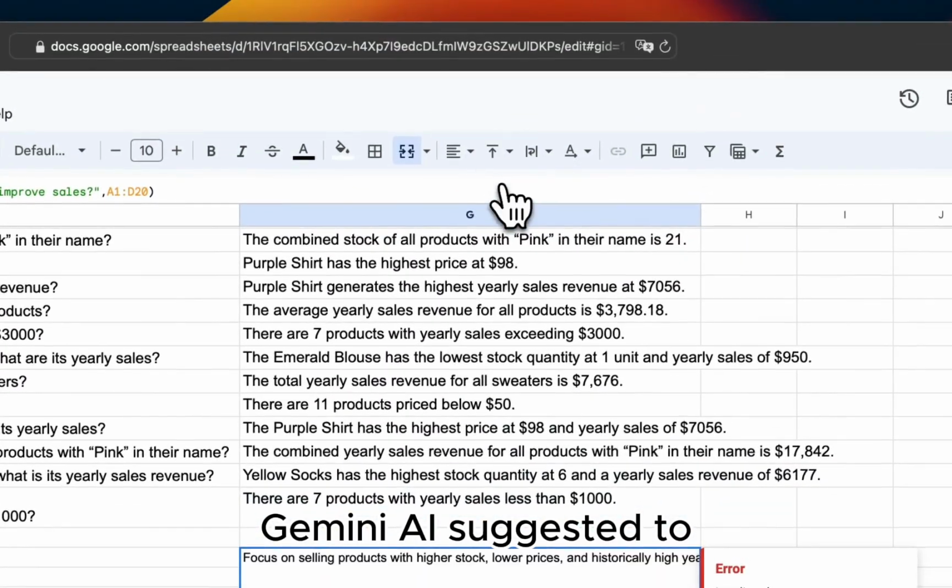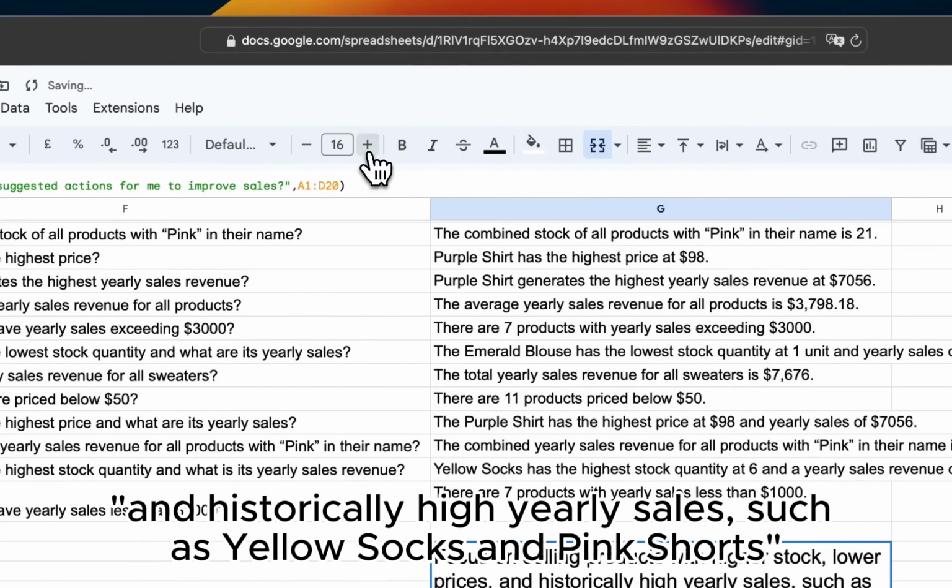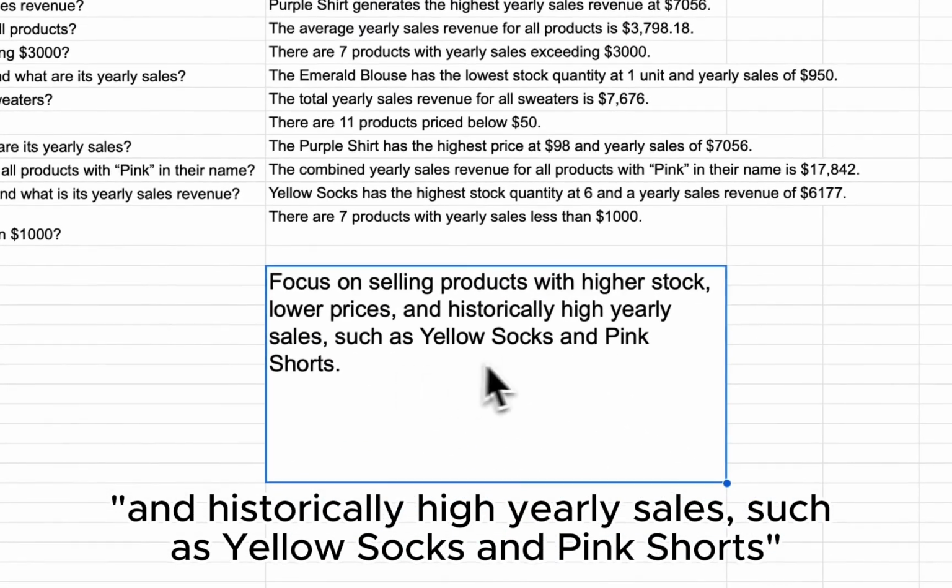Gemini AI suggested to focus on selling products with higher stock, lower prices, and historically high yearly sales, such as yellow socks and pink shorts.